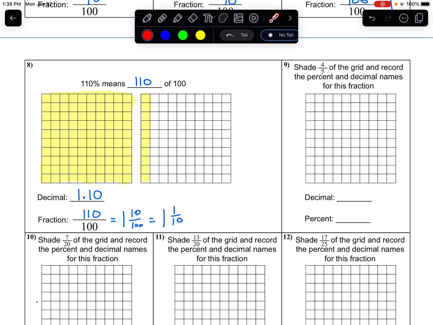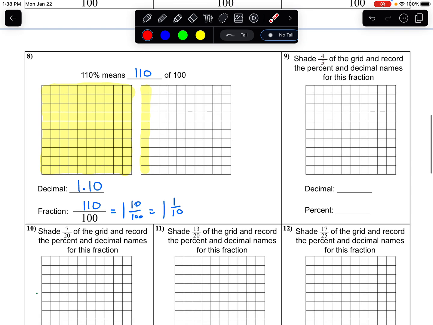9 is when it starts getting confusing because we've got this fraction. They want us to shade this fraction and then write the decimal and percent. So shade 4/5 of this grid and record the name. So 4/5, how do I do that? Well, you're going to need to break this up properly.